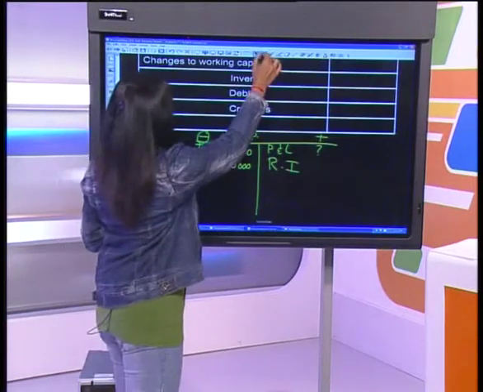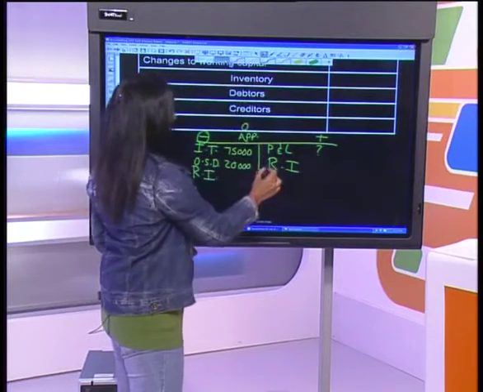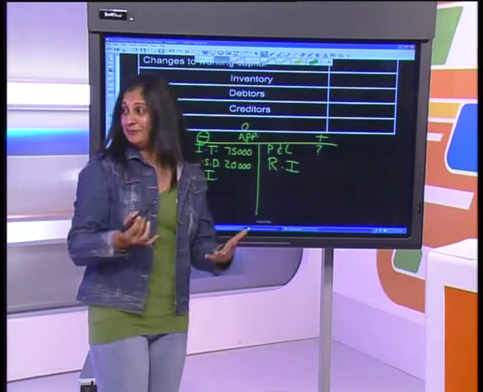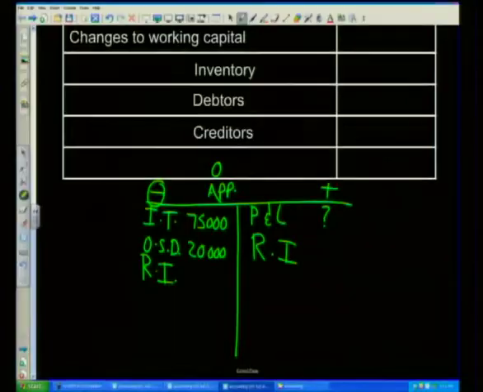Okay, so let's fill our amounts in. So retained income, Ty? 35,000. 35,000, brilliant.